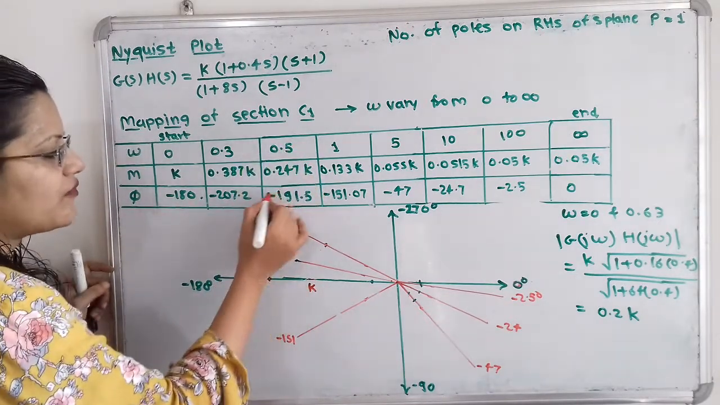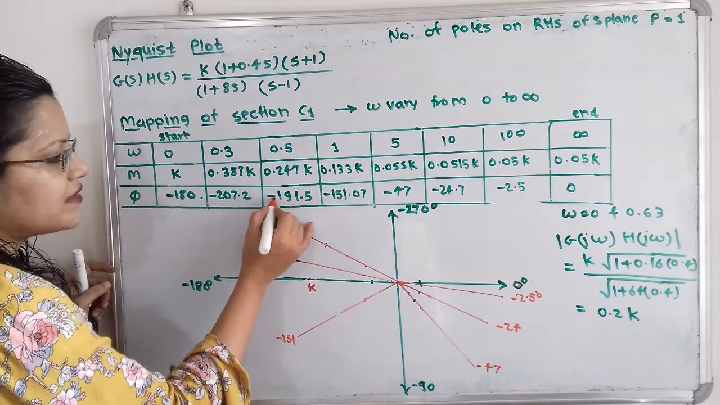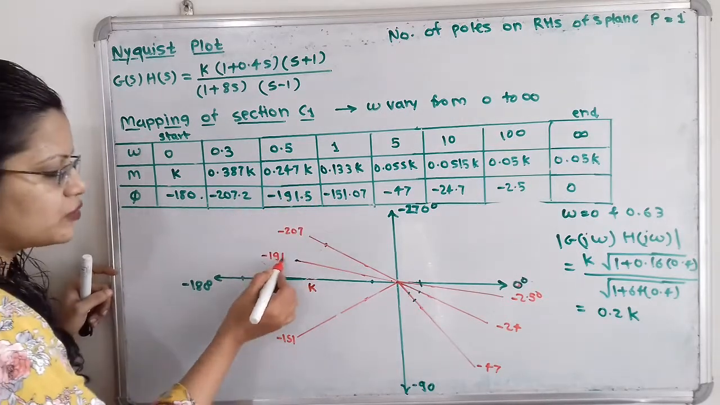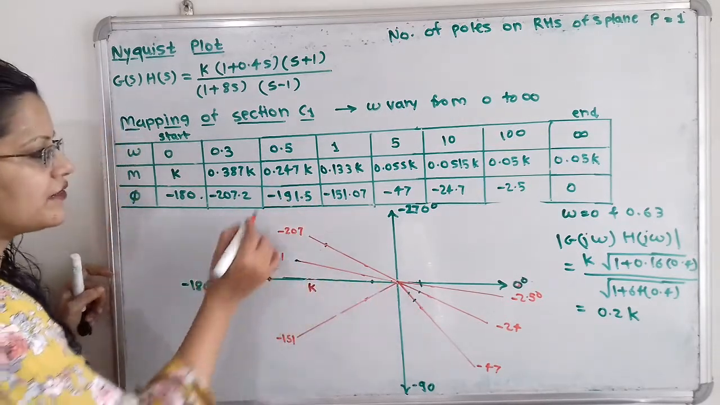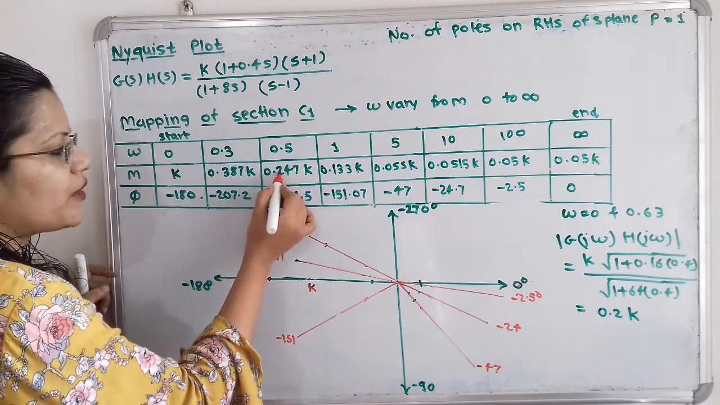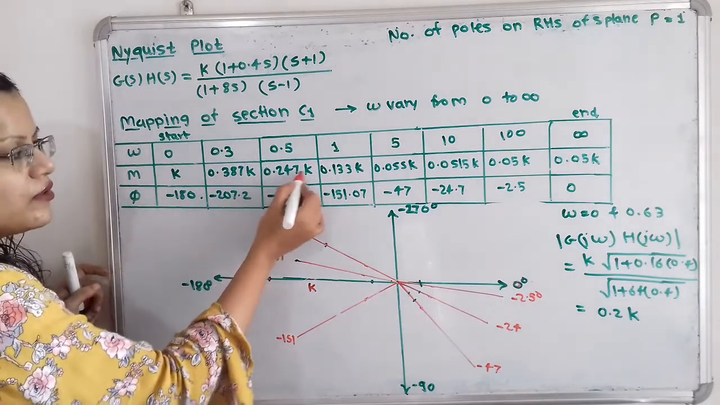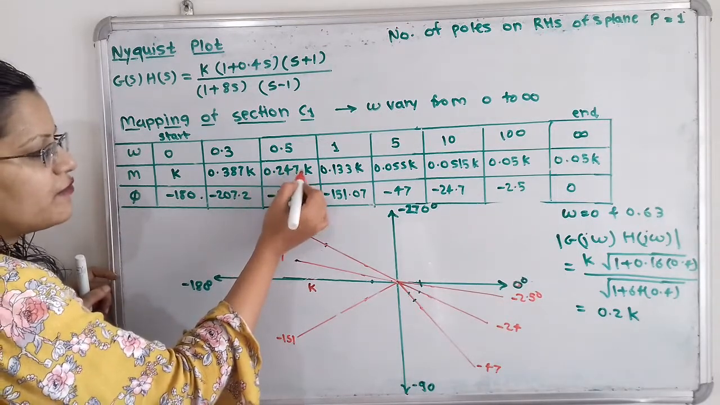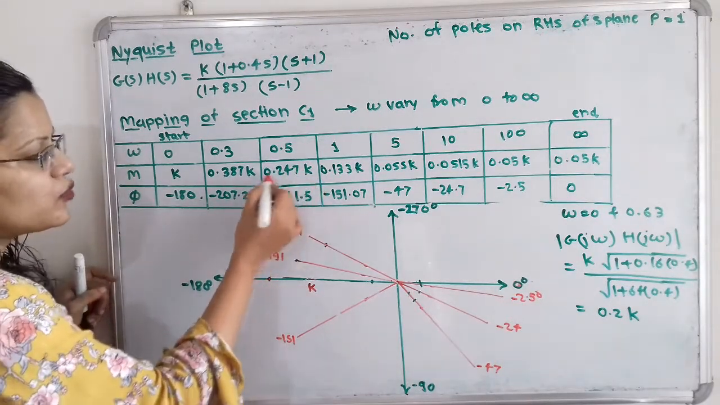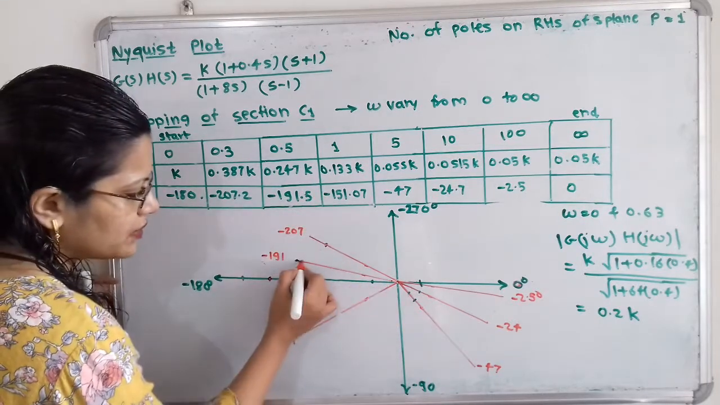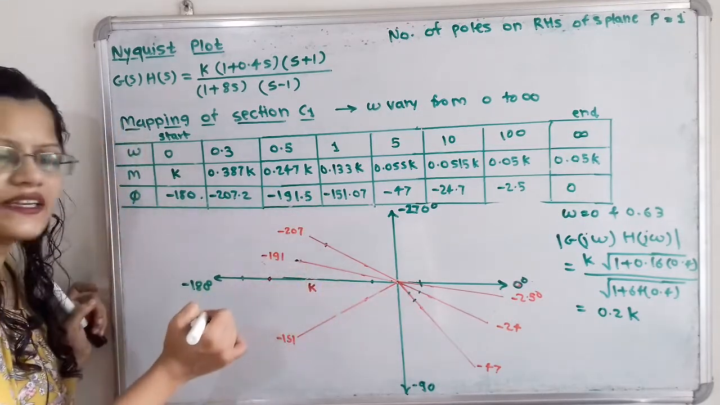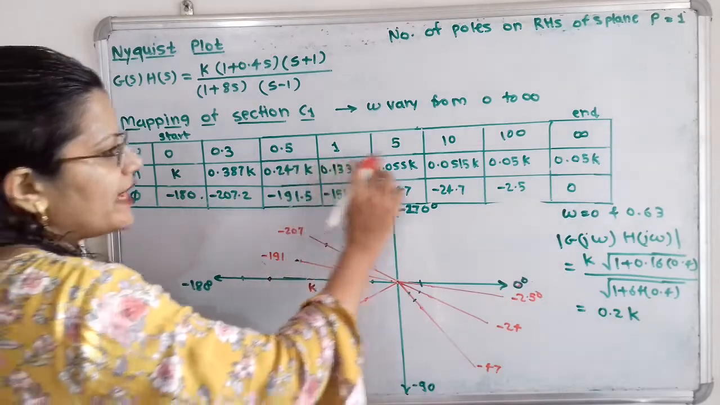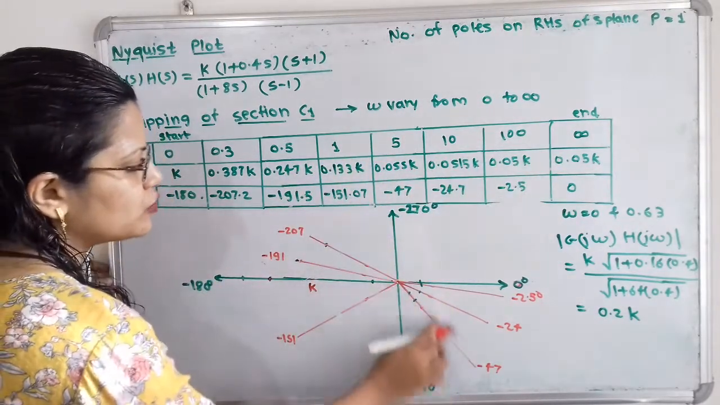For 0.5, again the angle is minus 191.5. So here the angle is minus 191 and the magnitude is 0.247 K. If we multiply by 10, then we will get 2.4 centimeters. So approximately 2.5 centimeters, we will select a point here. So we have to take all these magnitudes and angles.